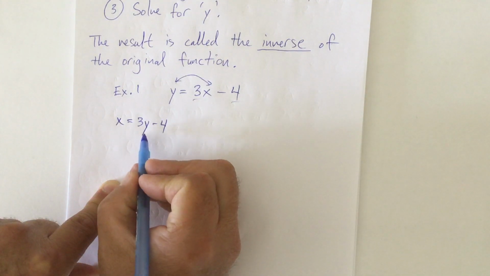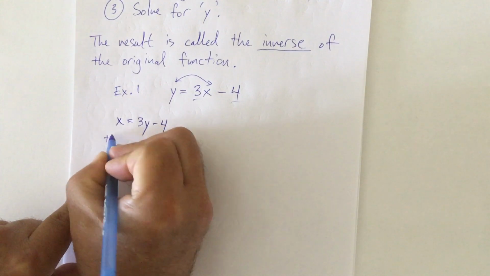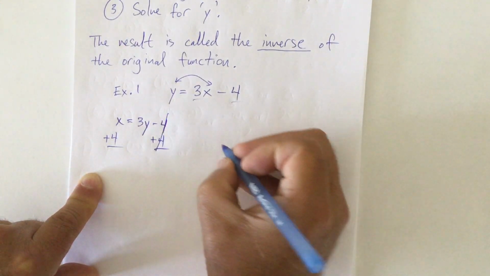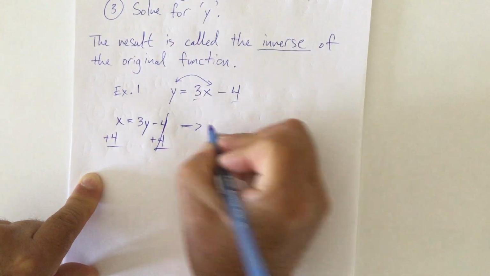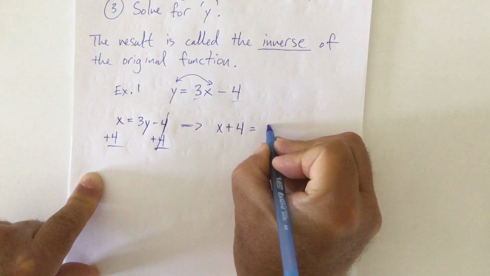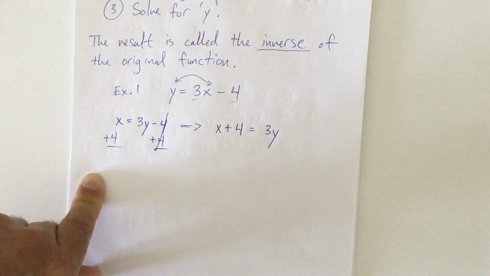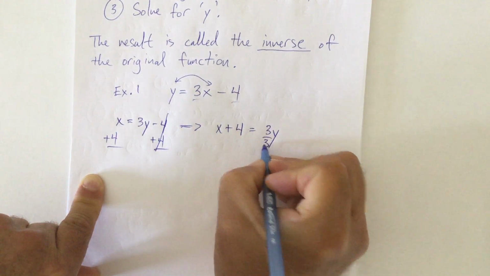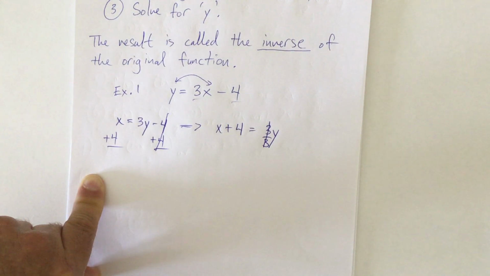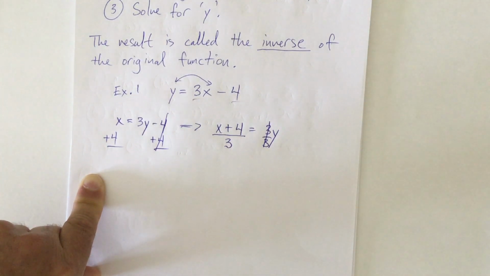Now, I've got to get y by itself. So I say plus 4, plus 4. I move the 4 over. That cancels. I end up with, on one side of my problem, x plus 4. What does it equal? It equals 3y. Well, y is not by itself yet. So what am I going to do? I'm going to divide both sides by 3. If I divide that by 3, it cancels. I get 1y. Over here, both things get divided by 3.